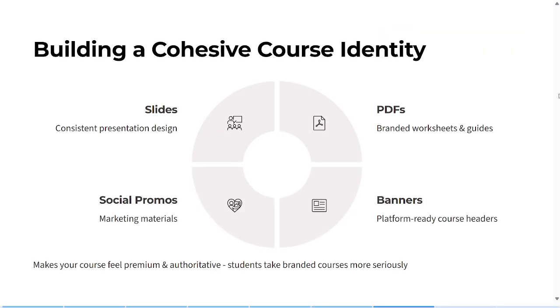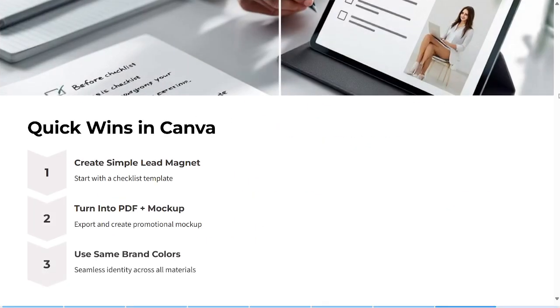Now, building a cohesive course identity: consistent presentation slide design, just like this, PDFs, branded worksheets, social media, and marketing materials. Everything is consistent, the coloring and the design. You also have to have a very nice banner for your course to make it feel premium and authoritative, and students take branded courses more seriously than random courses.